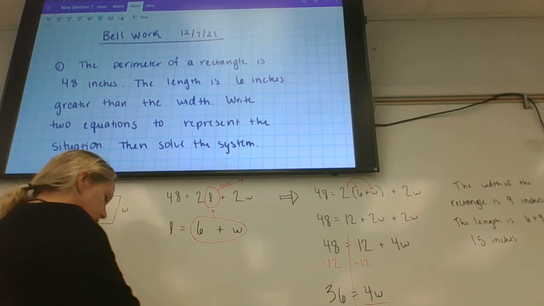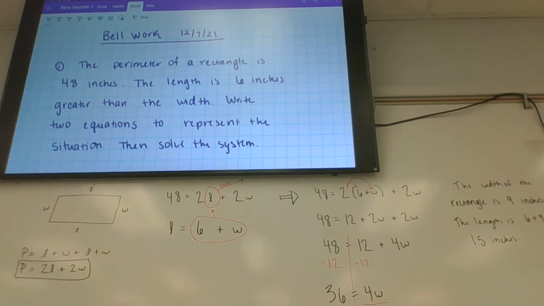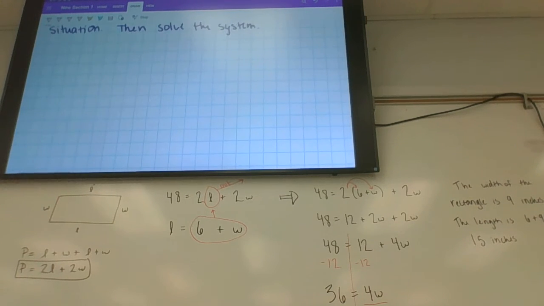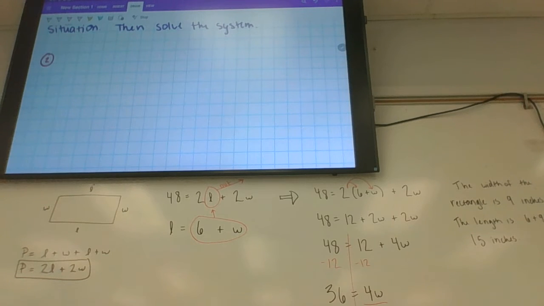Do you guys know how to work with angles? This one, definitely. What is a 36-degree angle? What do you call a 36-degree angle? I don't know.